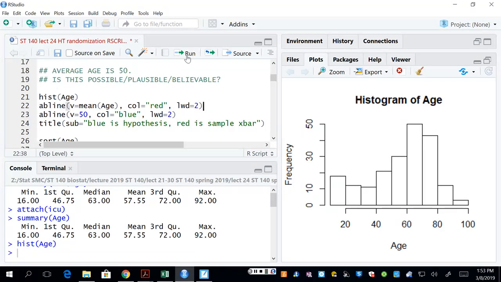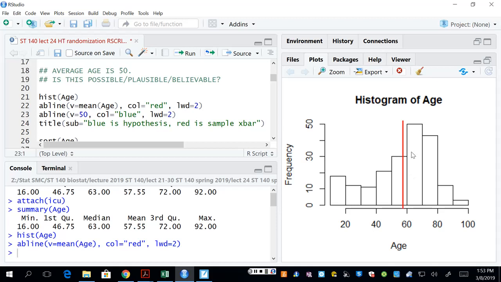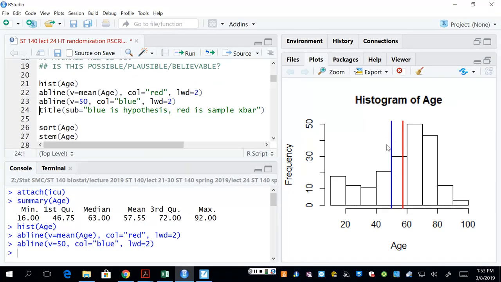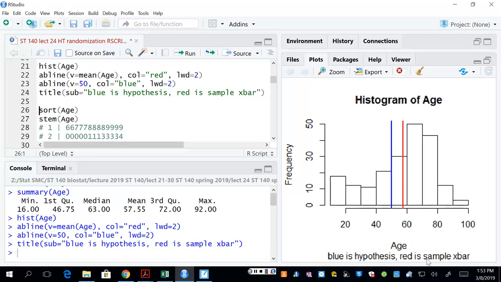The average for the data, 57, is here. The average that we're hypothesizing is here, 50. You can put nice little markers: the blue is the hypothesis value, and X bar is that. And these are the data. So it's not a sampling distribution, it's the raw data. But we're trying to judge: is that a real change or is that unusual?